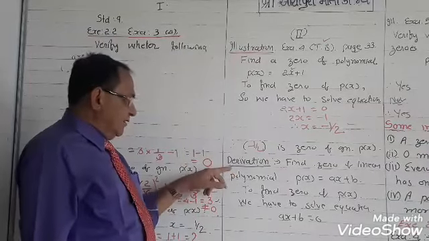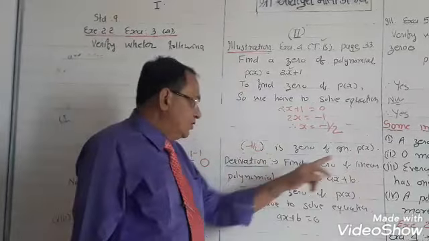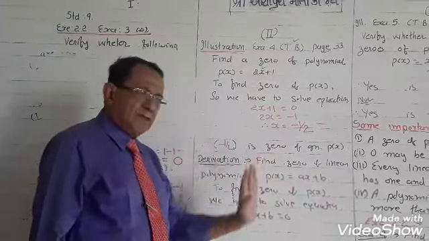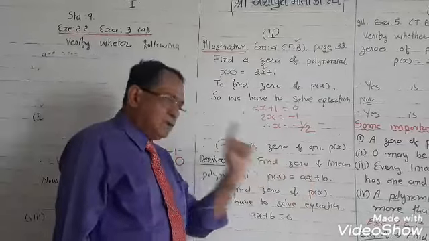Try it. Now derivations are there. Find the zero of the linear polynomial p(x), ax plus b. If you are given a linear polynomial, linear means the power is 1.